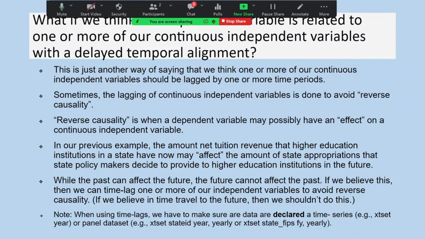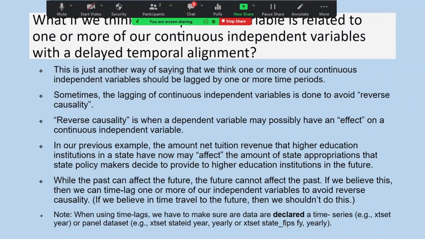So in the previous example, the amount of net tuition revenue that higher education institutions receive may affect the amount of state appropriations that state policymakers decide to provide in the future. So the past can affect the future, but the future cannot affect the past. Unless, what's the name of that movie? The classic movie with time travel, Back to the Future, right? That's the only way that the future can affect the past.